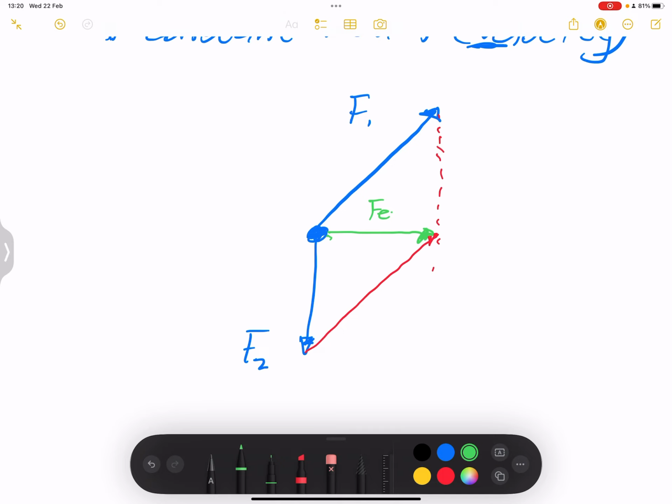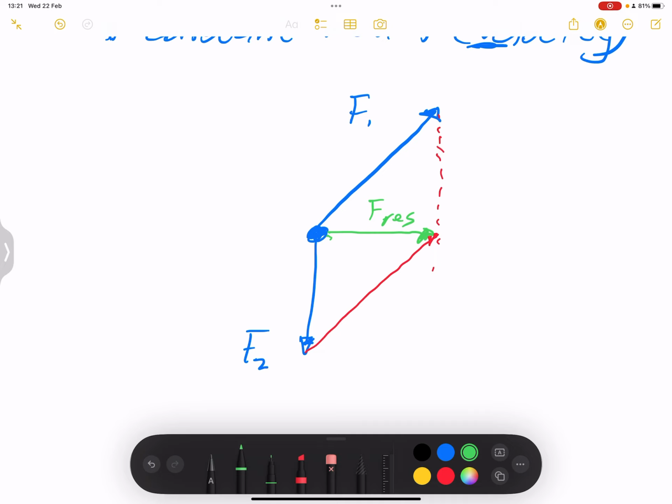Now, in this case, it means that the object will probably move in the direction of the resultant force, that green force over there. But what if we didn't want the object to move? What if we wanted it to be at equilibrium? Then what we're going to do is introduce what we call an equilibriant.